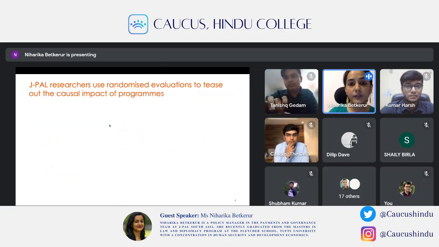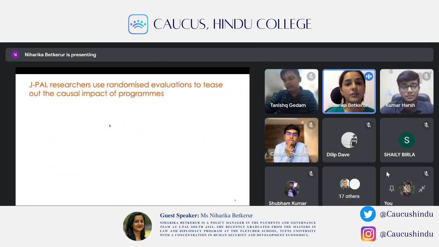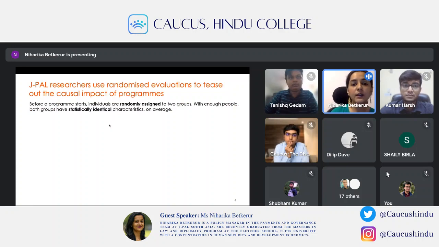Speaking of the kind of methodology that Tanishq alluded to as well, J-PAL researchers use a type of methodology called a randomized evaluation to tease out the causal impact of programs. Essentially how this works is that before a program starts, individuals in a certain population are sampled and then they are randomly assigned to two groups.